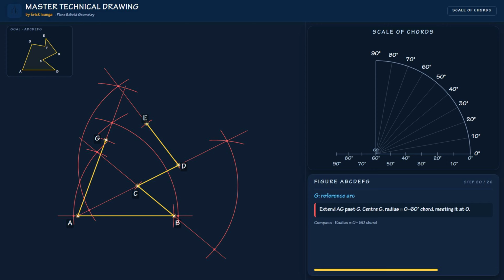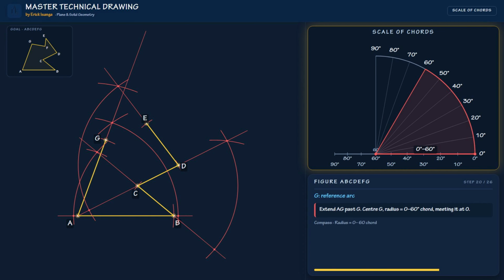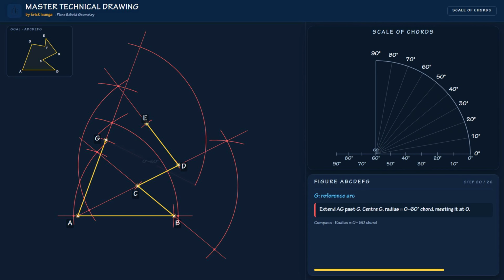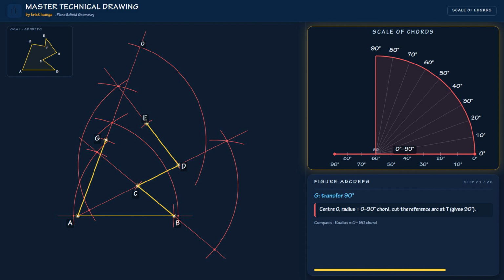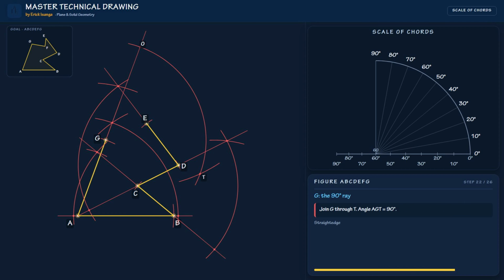Now return to G to set out its angle. Extend the line AG beyond G, and swing the reference arc from center G. The angle at G is 100 degrees. As the scale reaches only 90, we build it in two steps. First, transfer the 0 to 90 degree chord to set out our right angle. Join G through that point to draw the 90 degree direction.